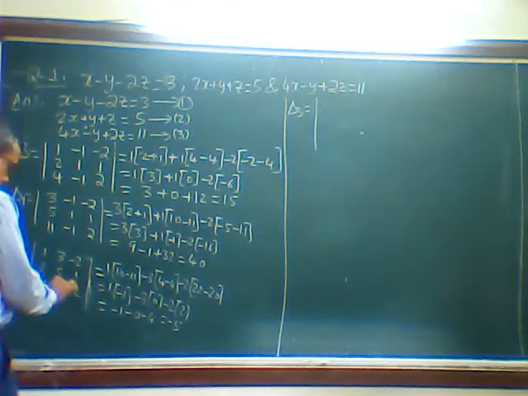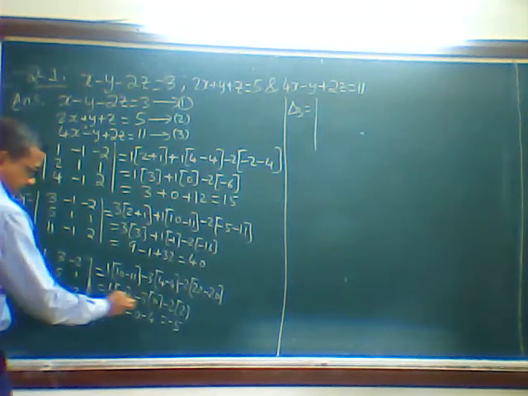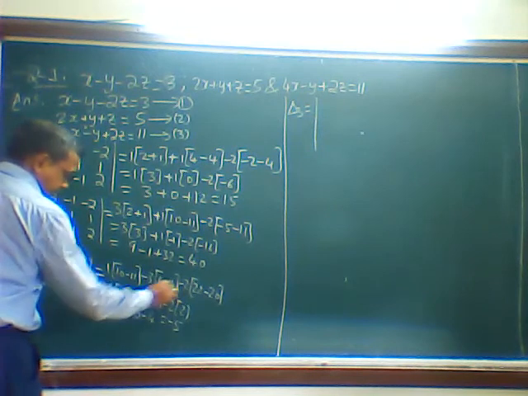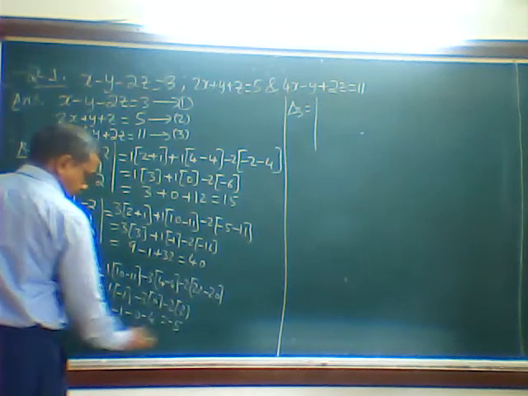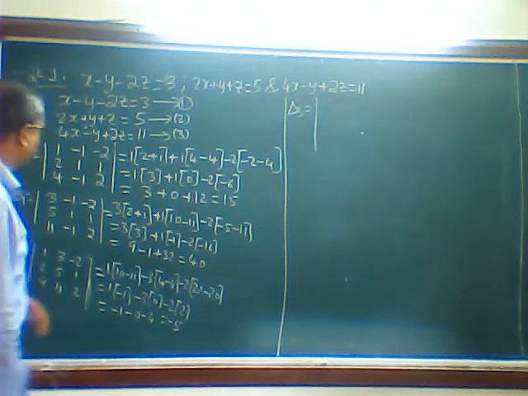Then what happens here? 2 into 11 is 22. 4 5s are 20. Then 10 minus 11 is minus 1. 3 minus 3 into 0 is 0. And it will become minus 2 into 2. That is minus 4. Minus 1 is minus 5. Now we come to delta 3.